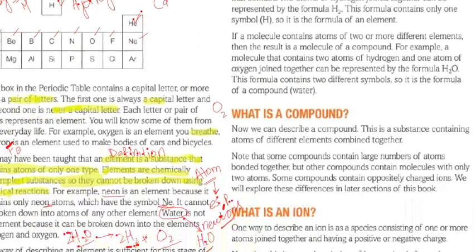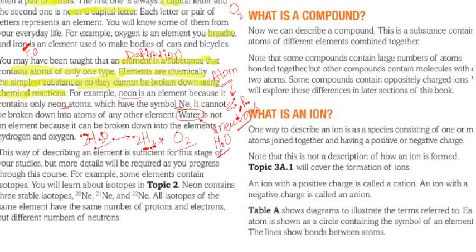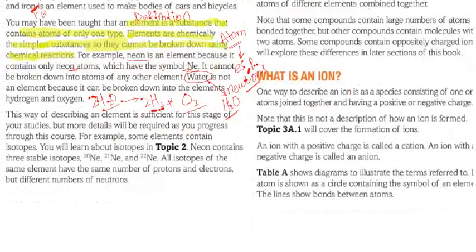Okay. So next we are here. This way of describing an element is sufficient for this stage of your studies, but more details will be required as you progress through this course. Means you will need more details for the elements. Okay. For example, some elements contain isotopes. This is the term which we are studying now. Okay. So we will need isotopes.